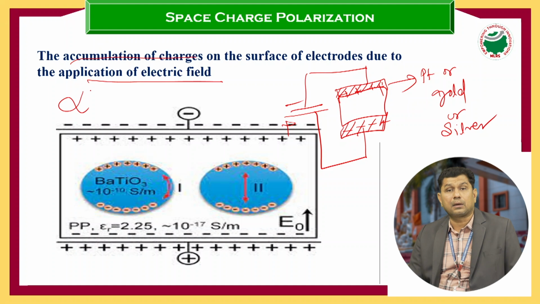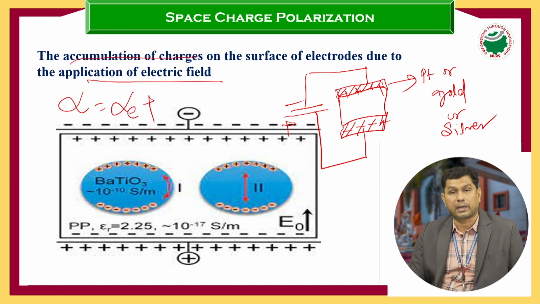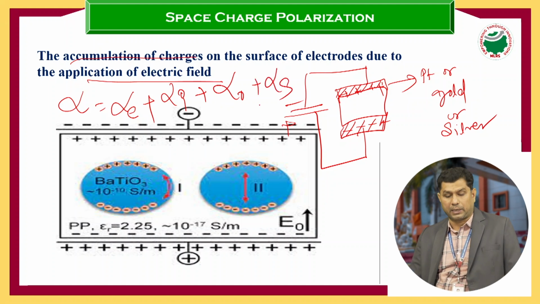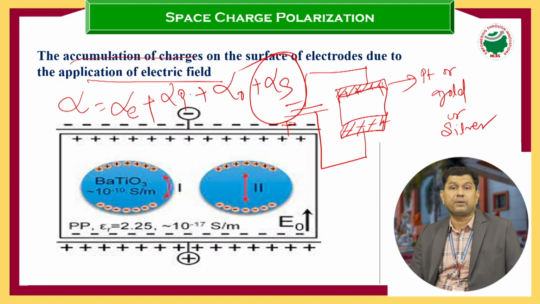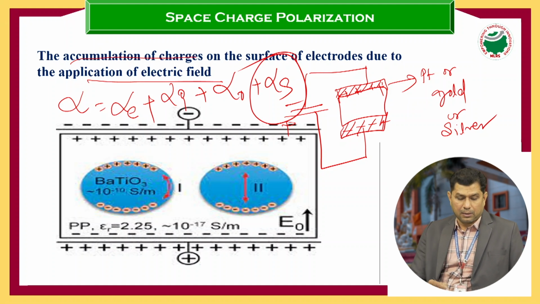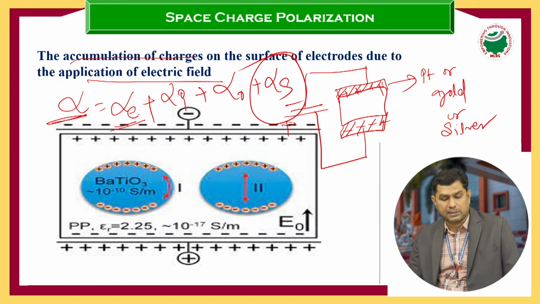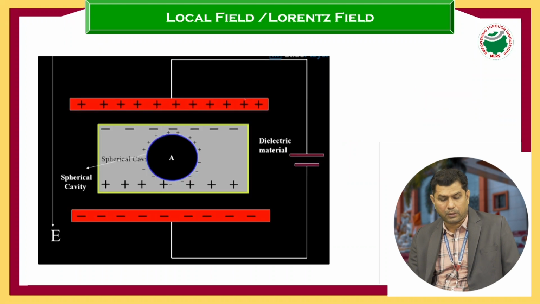Suppose you consider polarizability alpha. The total polarizability is the sum of electronic polarizability, ionic polarizability, orientation polarizability, and space charge polarizability. But this space charge polarizability is an extrinsic mechanism which is almost negligible. That's why the total polarizability is the sum of the electronic, ionic, and orientation polarizabilities.